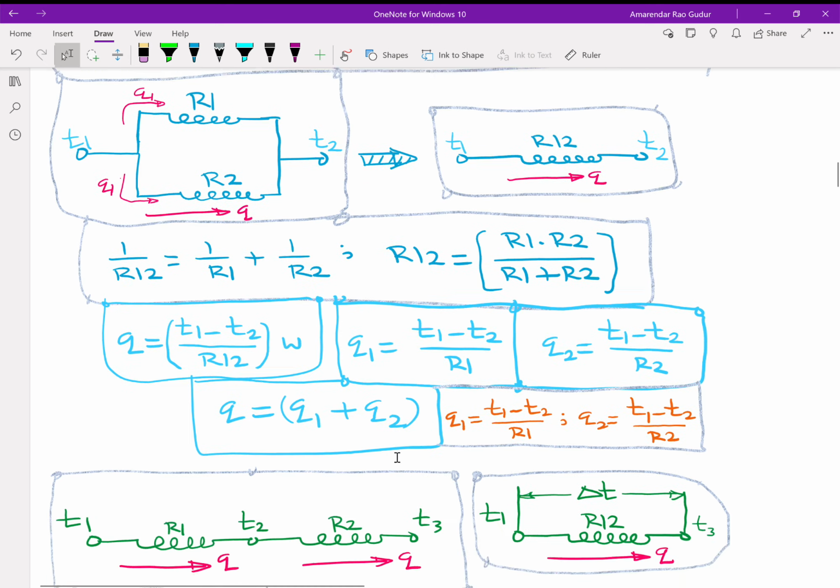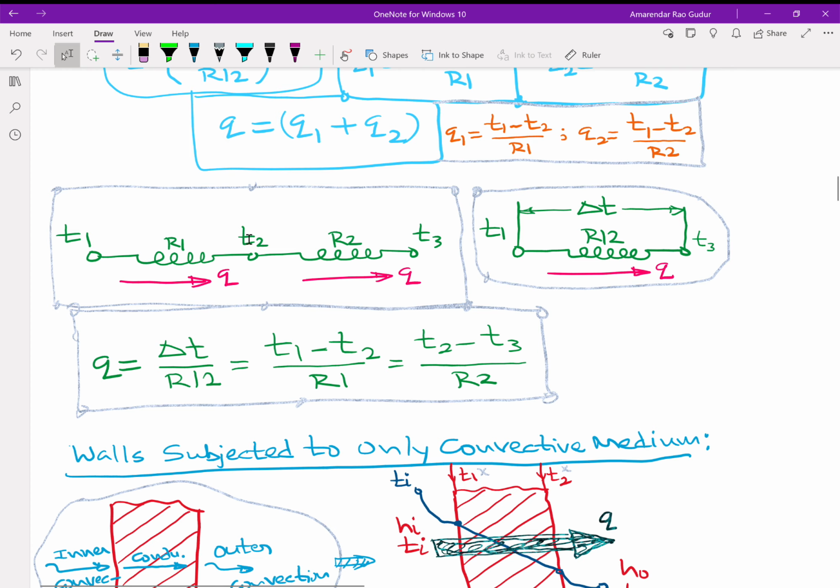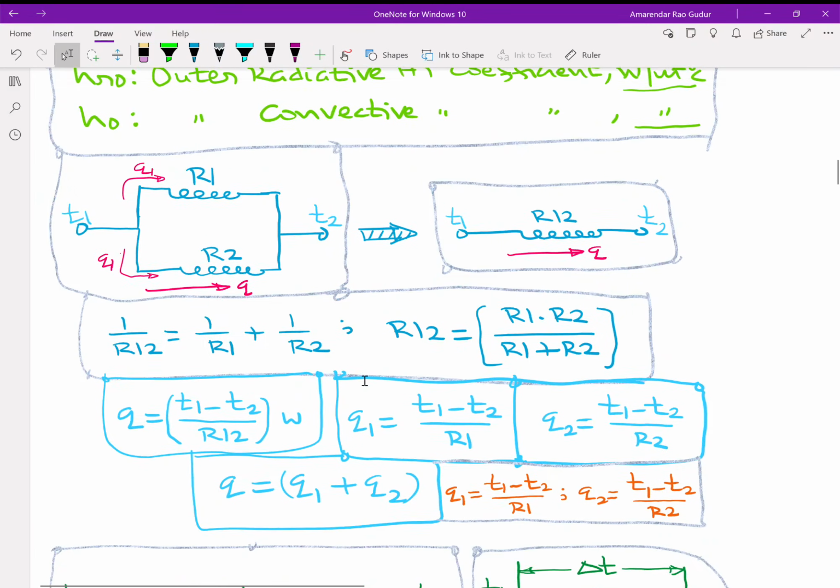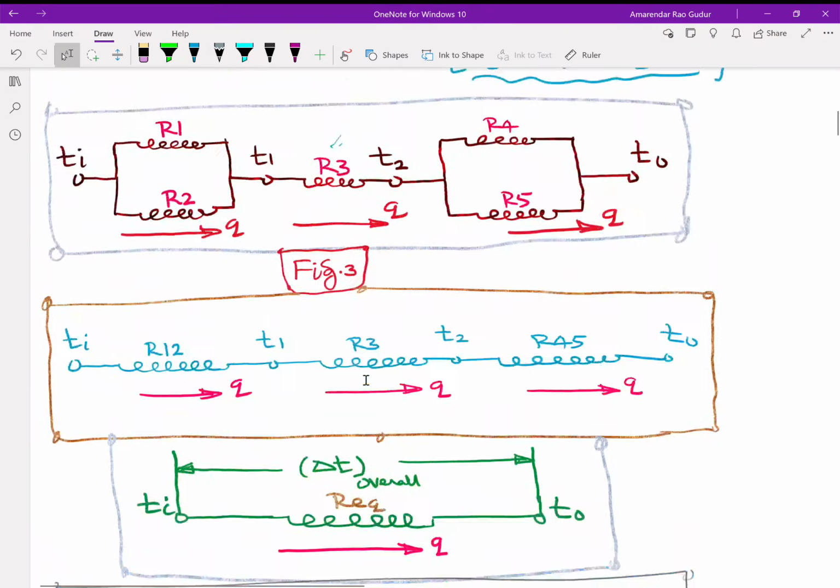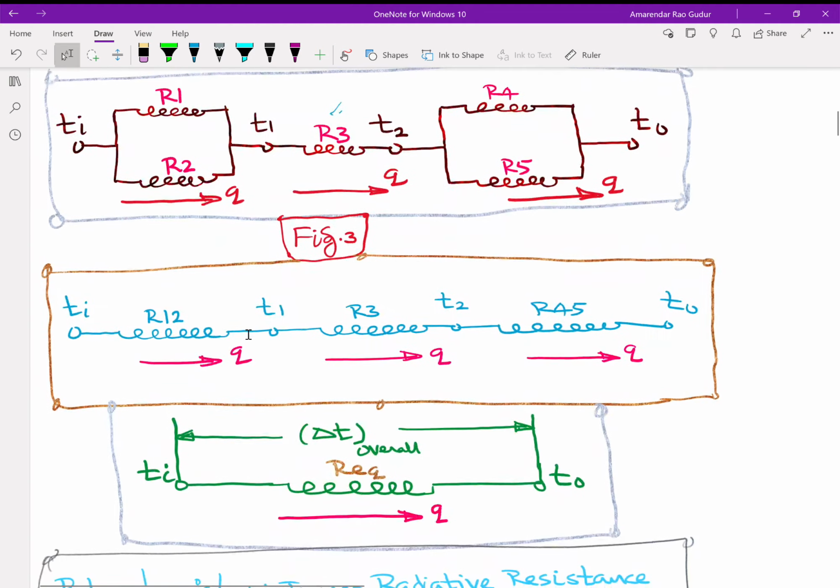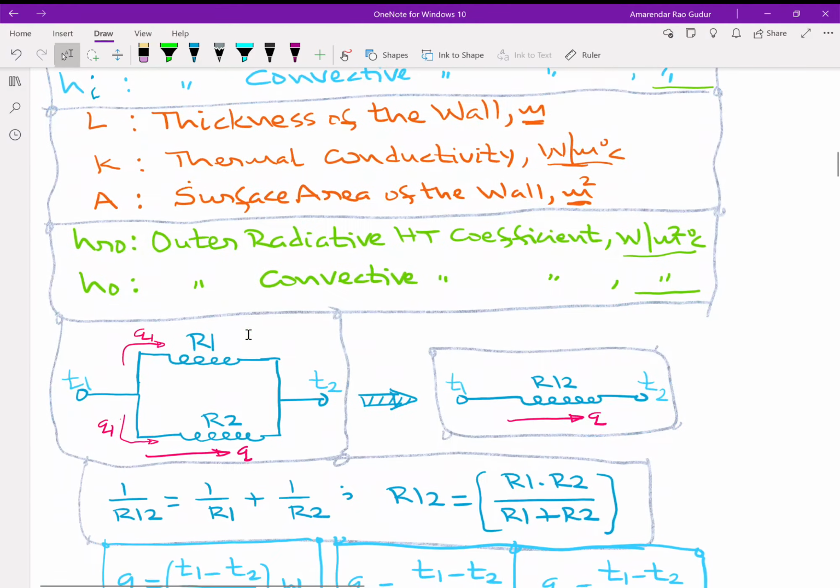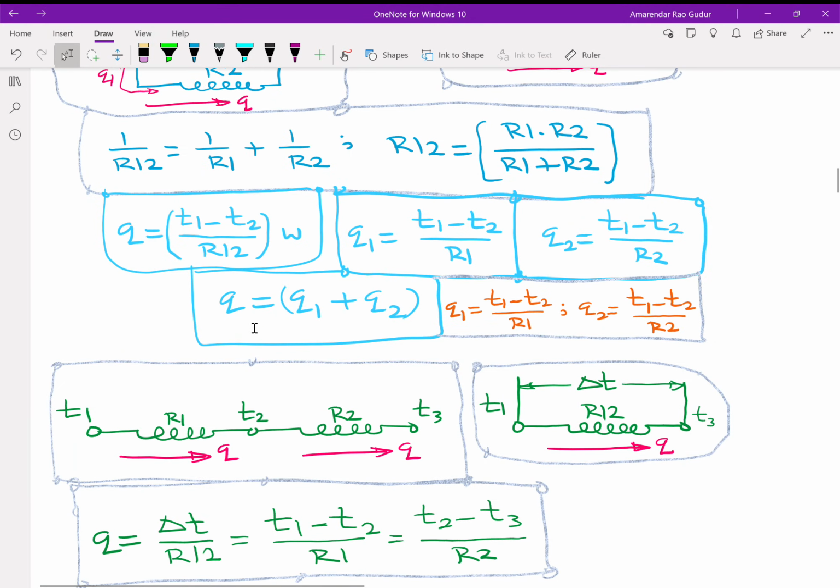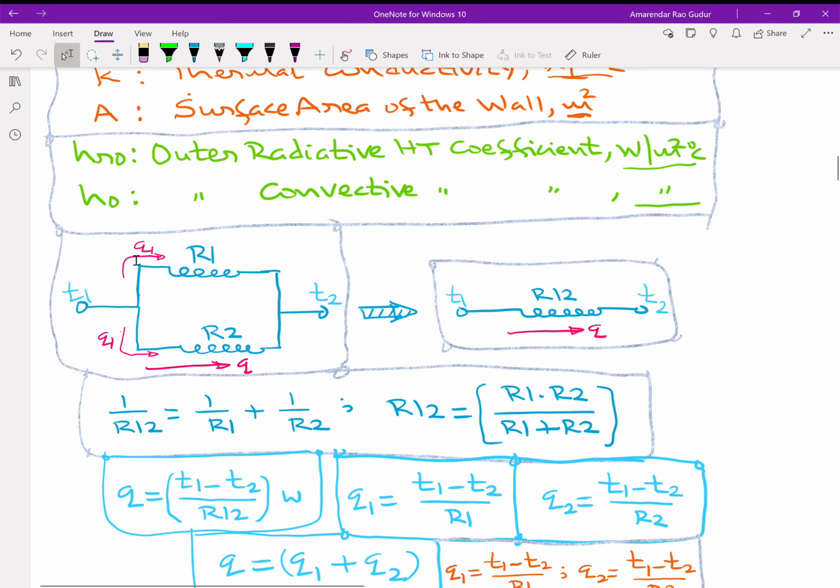And when you have two resistances working in parallel, the product of their individual resistances upon the sum will give you the equivalent resistance. So this is how we deal with a general problem involving both radiation and convection. Now we can always calculate the breakup, how much is radiation, how much is convection. Radiation will be T1 minus T2 by R1, then convection will be T1 minus T2 by R2.